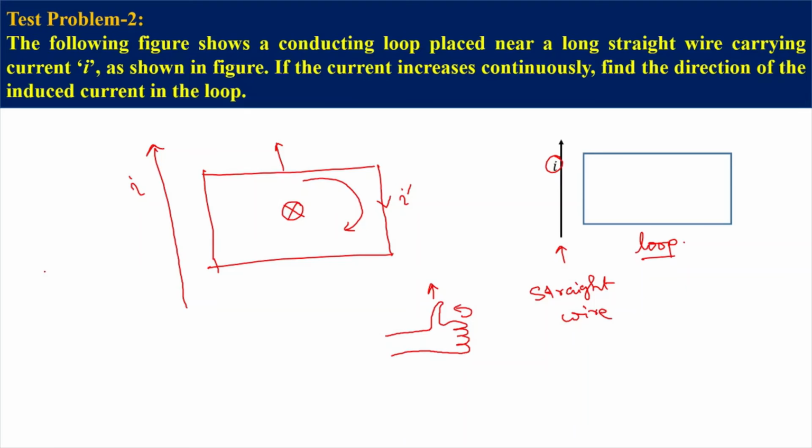Whenever we want to say that something is coming out of the plane of the paper, we put this symbol. And if sometime we want to say that something is going into the page of the paper, we put this symbol. So this is into the paper, and this is out of the plane of the paper basically.